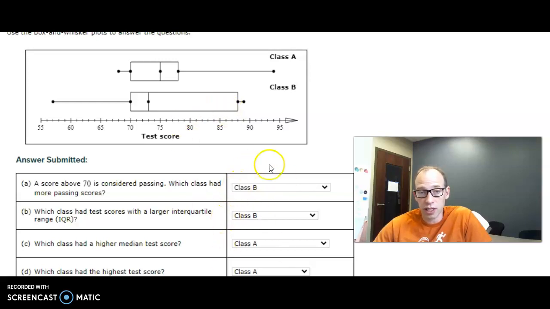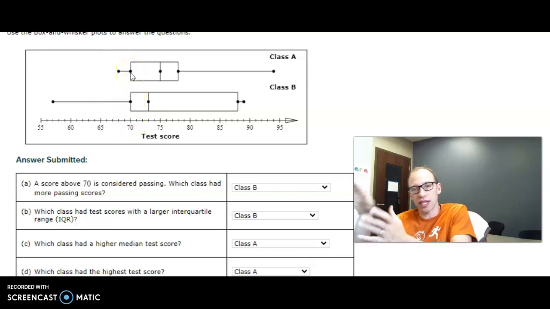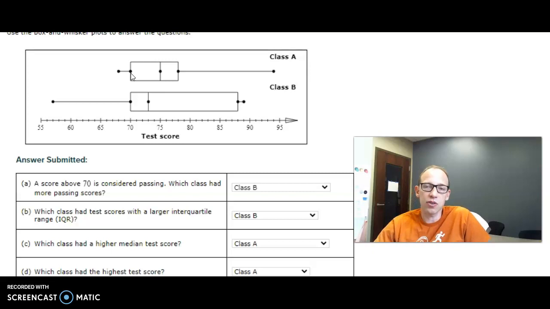So these answers were actually all correct, except the first one where we do have this 25th percentile right at the passing line, and both classes are on it. So both classes had 75% of the students pass.